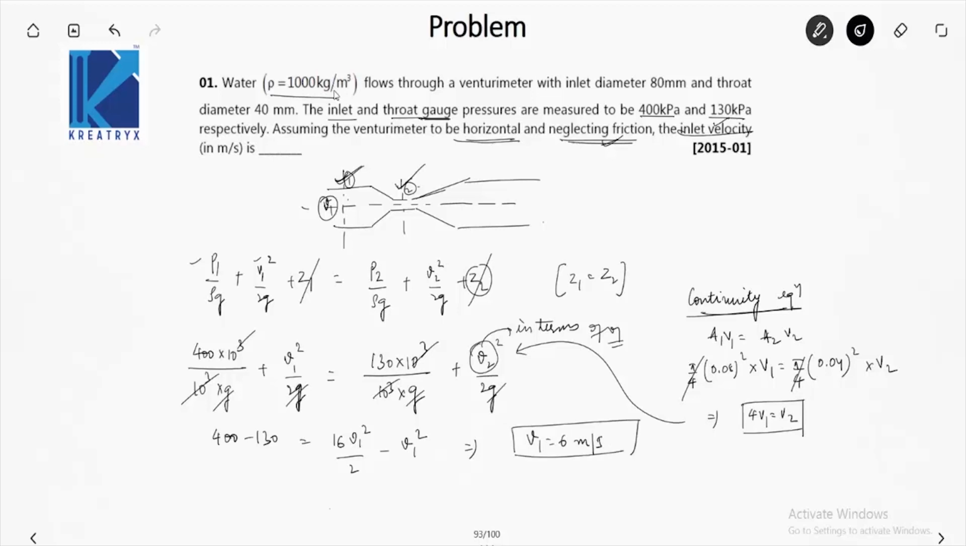Once again check that you have to find the inlet velocity. Yes, and you have found the inlet velocity. Now check the units. Meter per second, you have to fill the answer. You have got the answer in meter per second, so now fill 6. These types of questions are simple, but do not commit any careless mistake, any calculation mistake. Okay, next question.